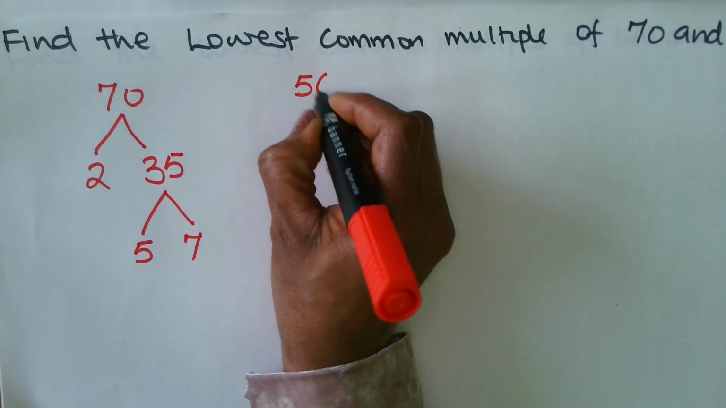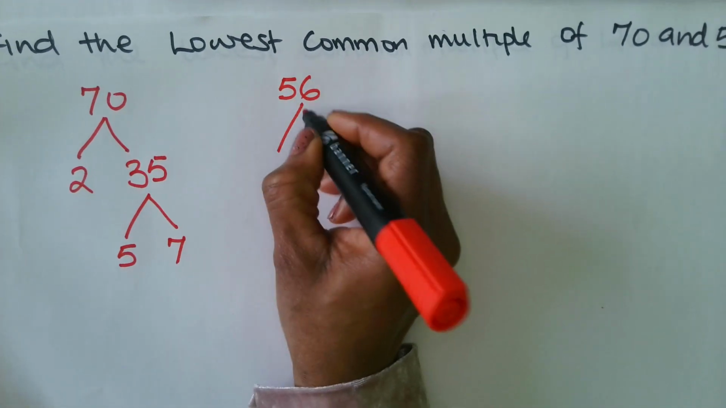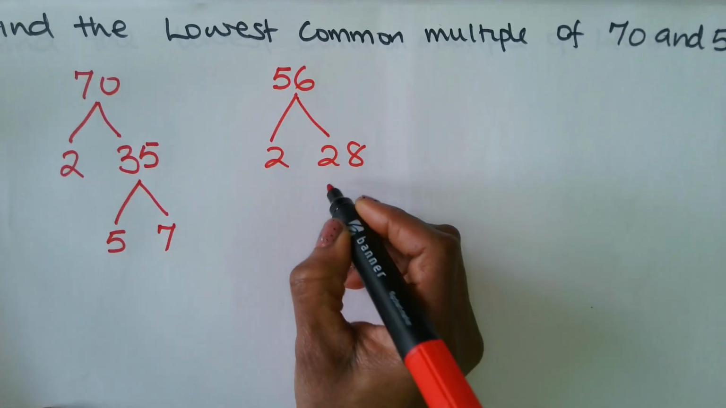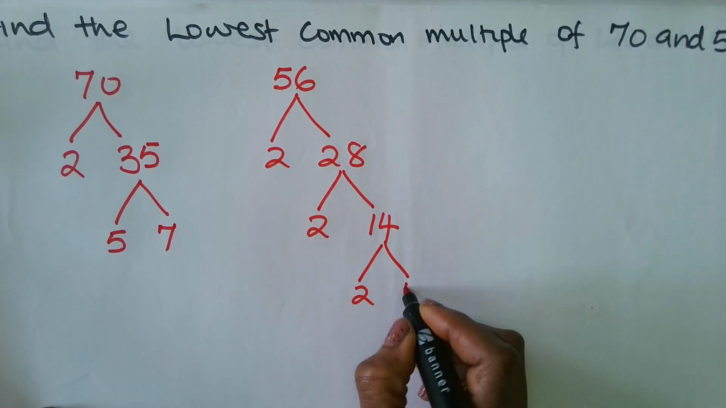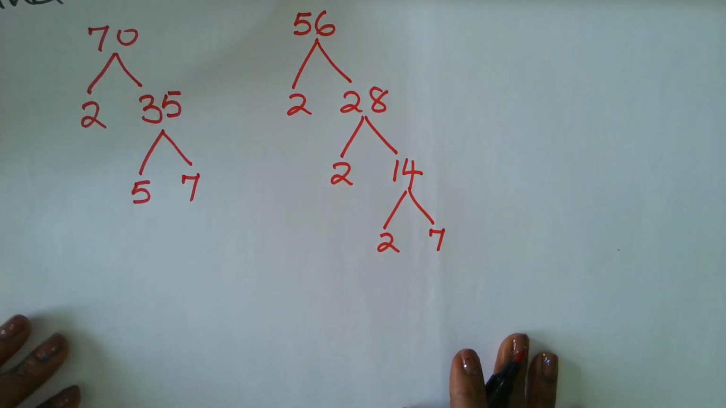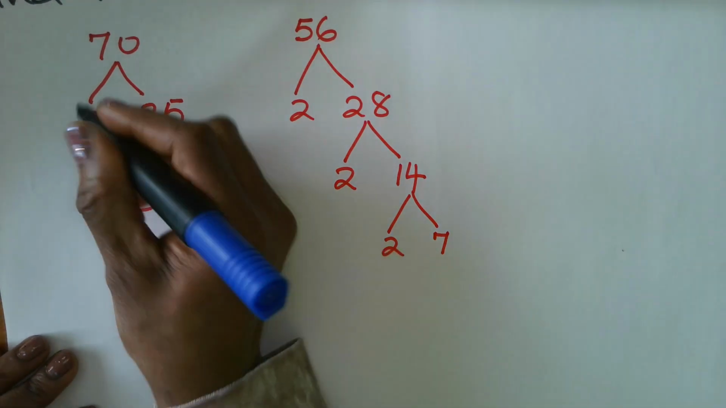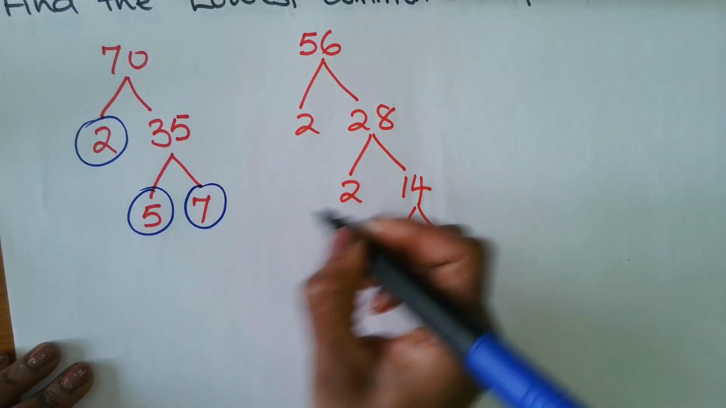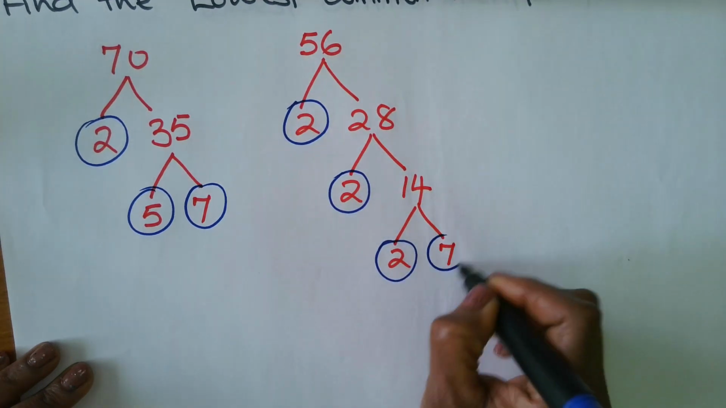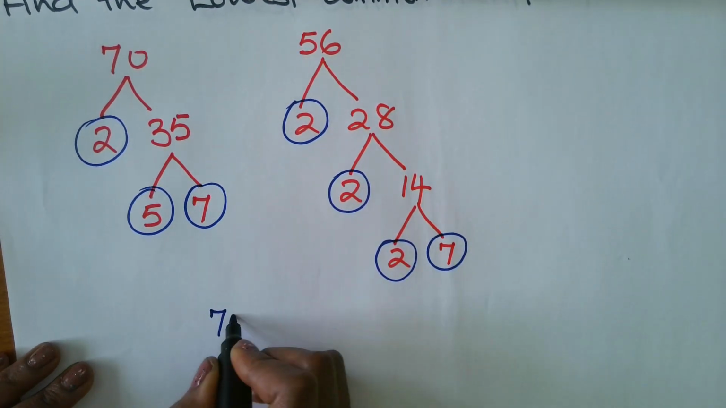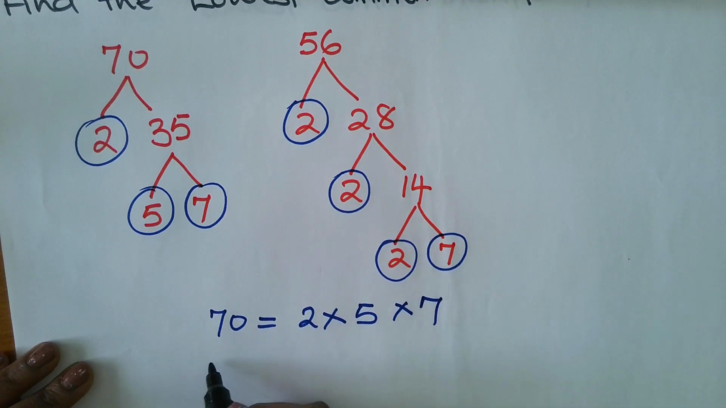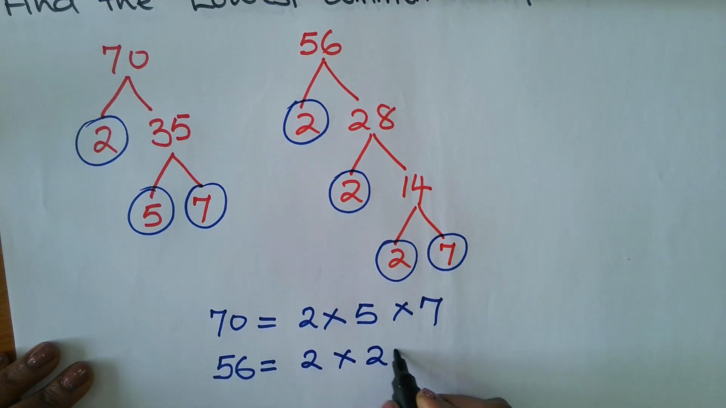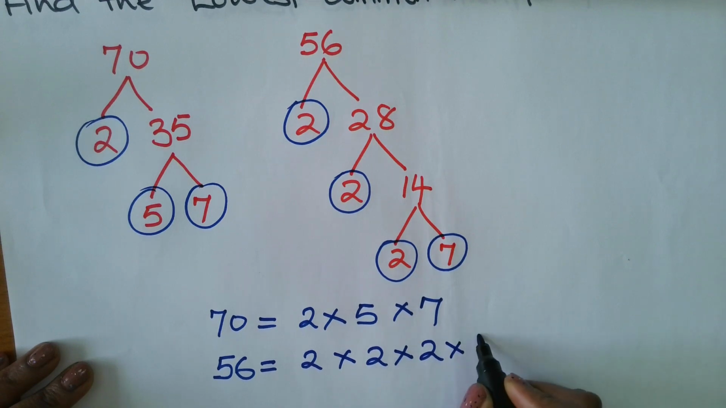We move to 56. Now 56 is 2 and 28. 28 will give us 2 and 14. 14 will give us 2 and then 7. So we circle the prime numbers. So we've got 70 is equal to 2 times 5 times 7, and 56 is equal to 2 times 2 times another 2 times 7.